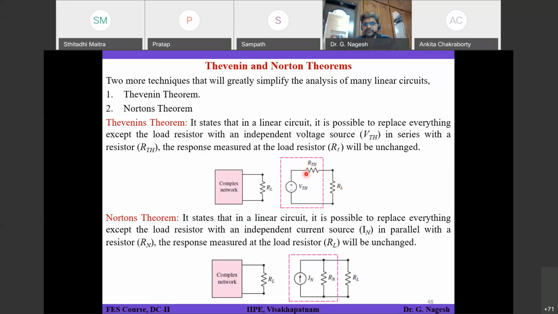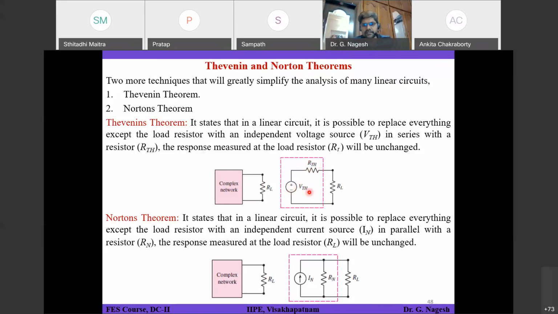How to find these two values from the complex network? The dotted line here represents the equivalent of the complex network shown here. So the complex network is simply converted into a Thevenin equivalent voltage, an independent voltage source, in series with a Thevenin equivalent resistance, RTH. Only two parameters are there, and the entire complex network is converted into this form. How to convert that?